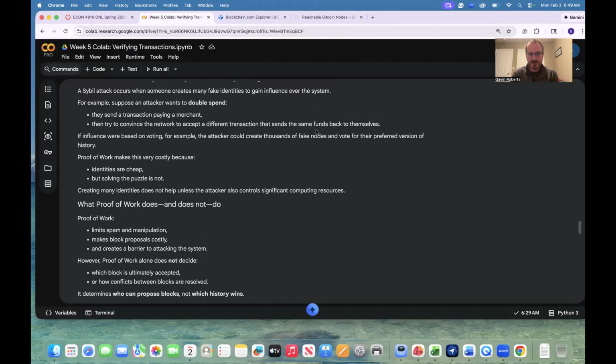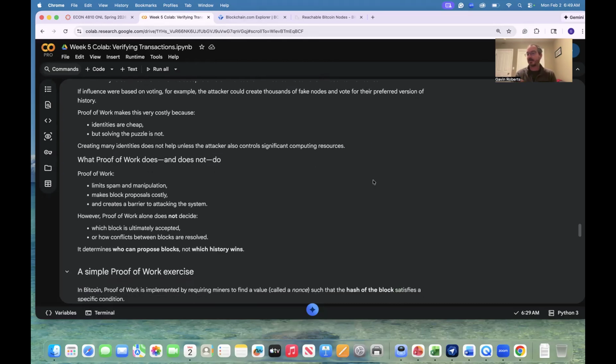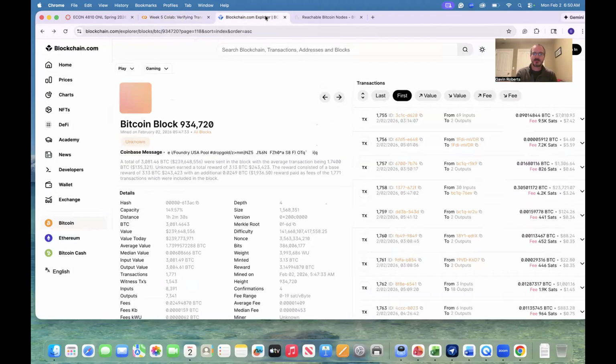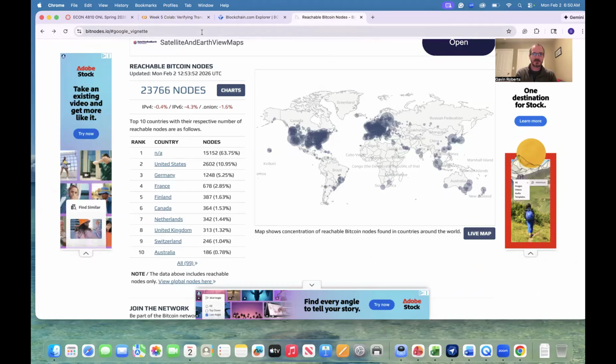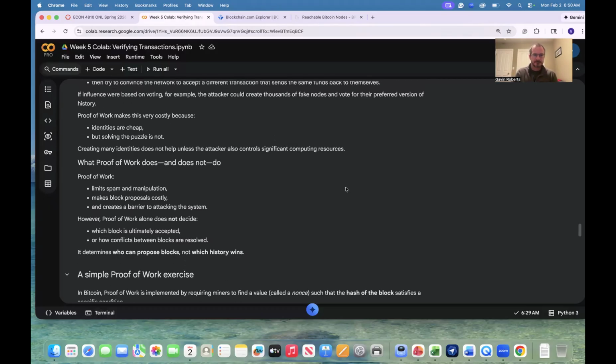So a Sybil attack occurs when somebody creates many fake identities. For example, suppose an attacker wants to double spend, like my block where I say give the same Bitcoin to many different people. They send a transaction paying a merchant, then try to convince the network to accept a different transaction that sends the same funds back to themselves. If influence were based on voting, for example, the attacker could create thousands of fake nodes. And then they could just simply vote for their preferred version of history.